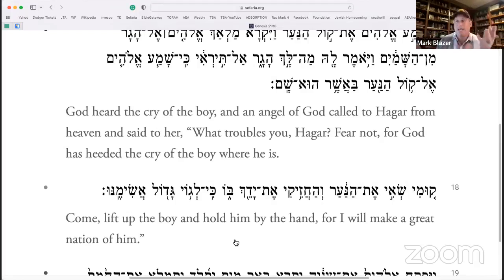I get it, Hagar. It's not the life you wanted, but it's an okay life. And the boy will be cared for where he is. He is going to be okay. And where he is, ba'asher hu sham, is with what he has. And what's interesting about that is that there is a hope in that.